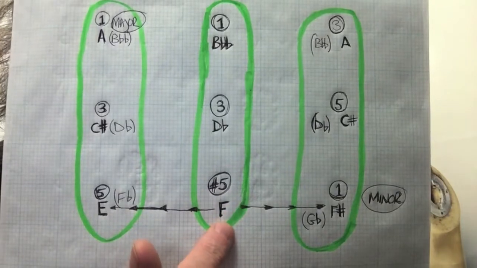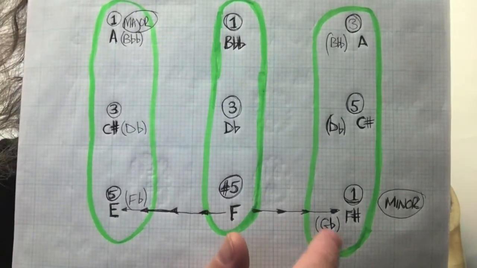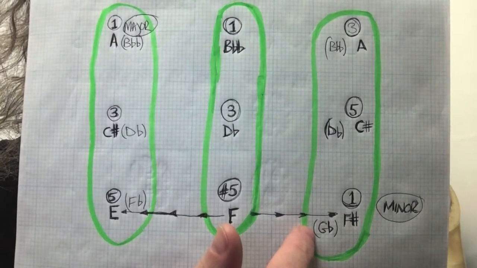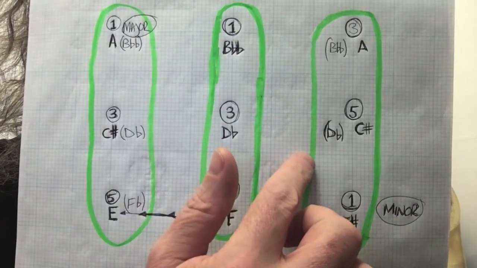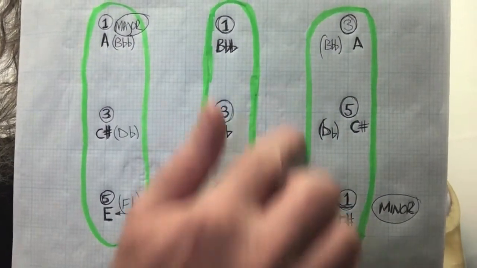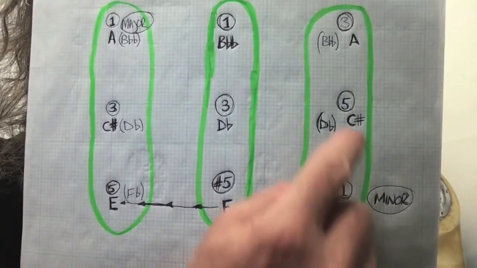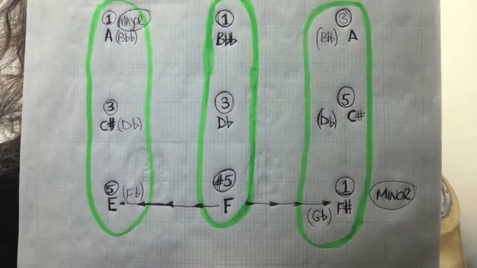Okay, so when we raise the root, F becomes G flat, and we can see G flat is the root, D flat is the 5th, and B double flat is the flat 3rd. So that's G flat minor. I've also put it's F sharp minor, F sharp, C sharp is the 5th, and A is the flat 3rd.